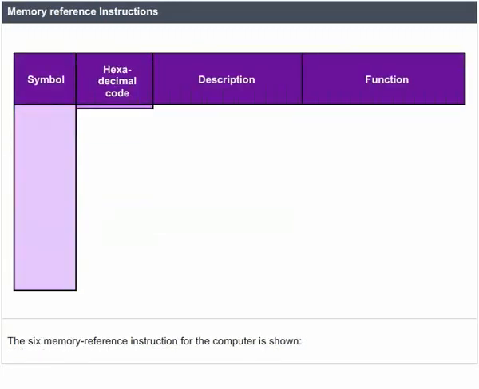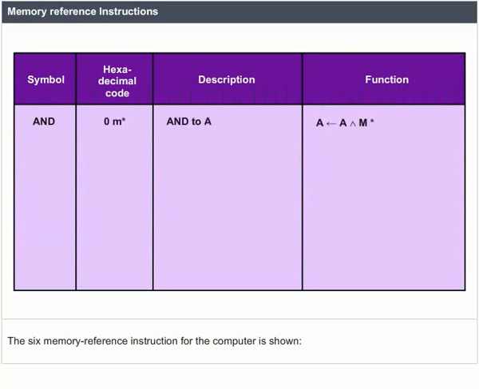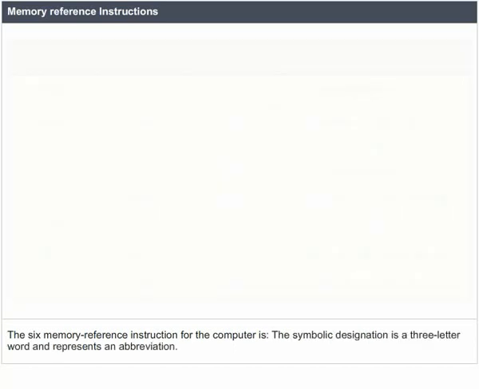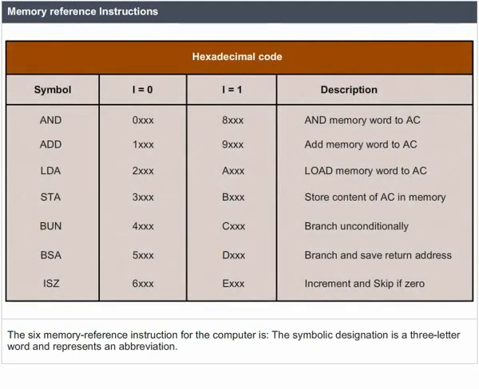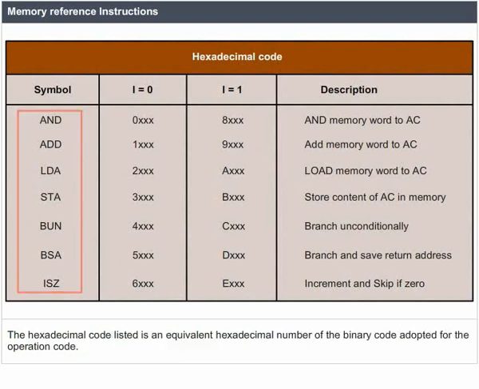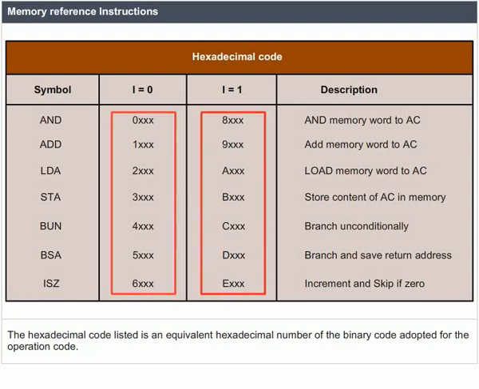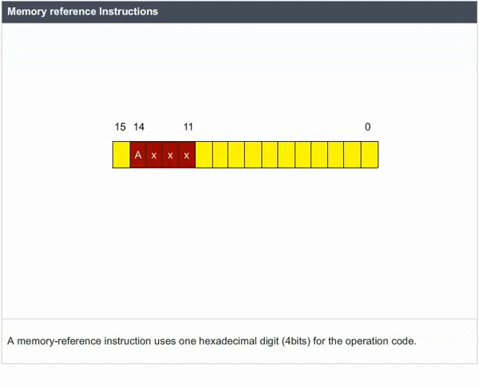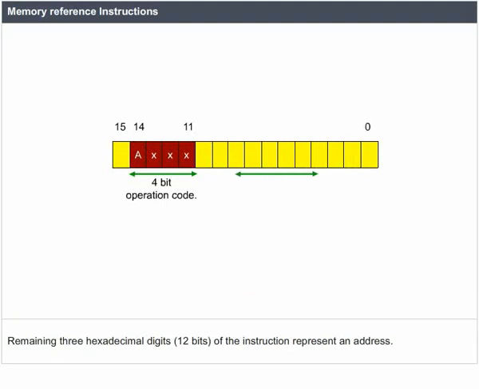Memory reference instructions. The 6 memory reference instructions for the computer are shown. The symbolic designation is a 3-letter word and represents an abbreviation. The hexadecimal code listed is the equivalent hexadecimal number of the binary code adopted for the operation code. A memory reference instruction uses 1 hexadecimal digit, 4 bits, for the operation code. The remaining 3 hexadecimal digits, 12 bits, of the instruction represent an address.